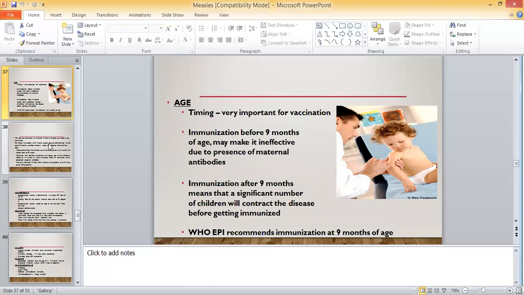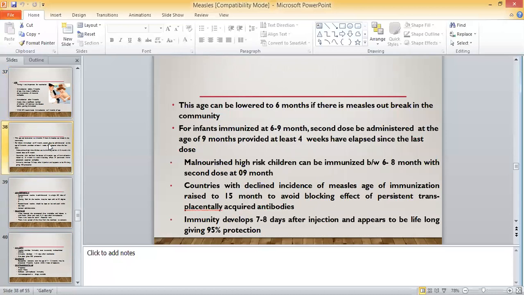So in the WHO EPI program in Pakistan, the first dose is given at 9 months and the second dose is given at 15 months. This can be lowered to 6 months if there is a measles outbreak in the community. For infants immunized at 6 to 9 months, the second dose is given at 9 months. A 4-week gap is very necessary between the first and second dose.